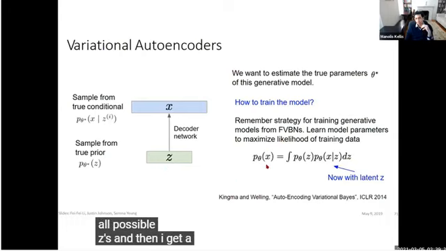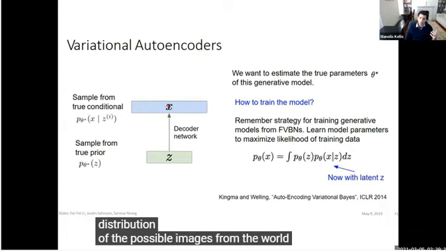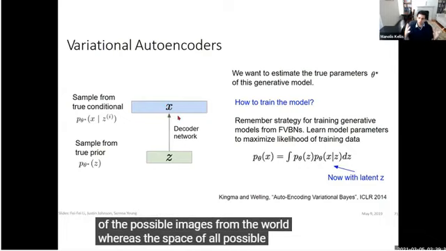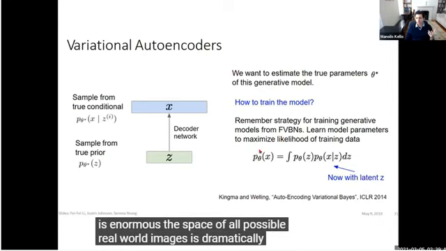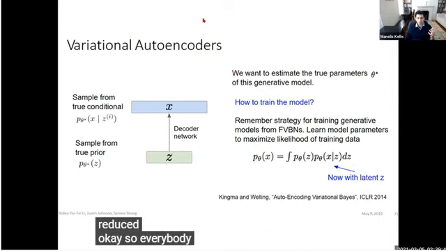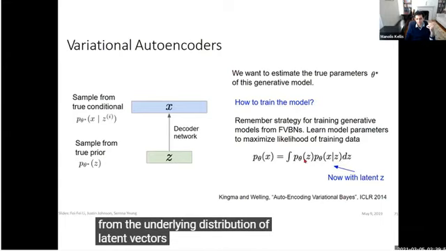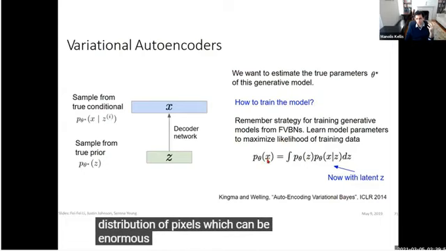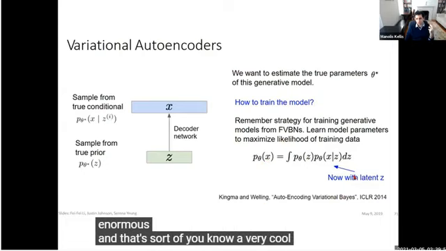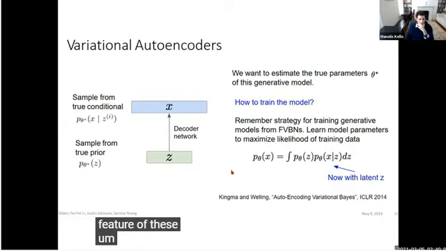Then I get a more meaningful distribution of the possible images from the world, whereas the space of all possible pixels on an image is enormous. The space of all possible real world images is dramatically reduced. So is everybody with me about how I'm now sampling the set of images from the underlying distribution of latent vectors rather than from the underlying distribution of pixels, which can be enormous? And that's a very cool feature of these networks.